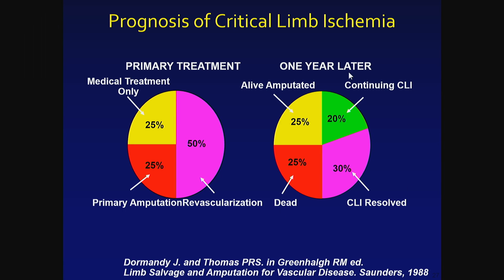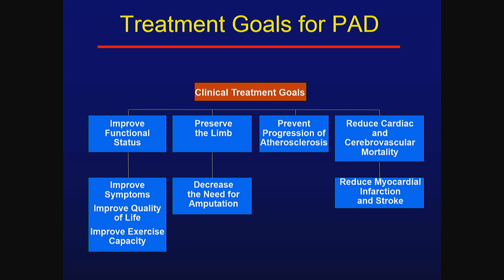20% of them continue to be affected by critical limb ischemia with significant associated morbidity and impact on quality of life. And only a quarter of them are alive either after revascularization or amputation with no residual symptoms. In 30% of them, symptoms can resolve without amputation, but this invariably requires surgical or endovascular revascularization.